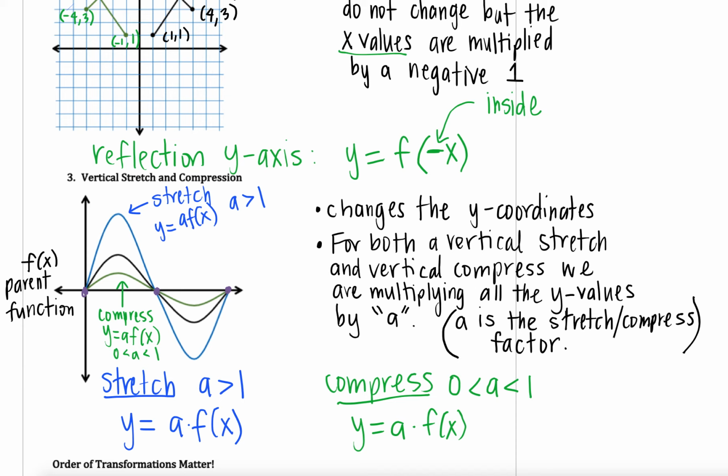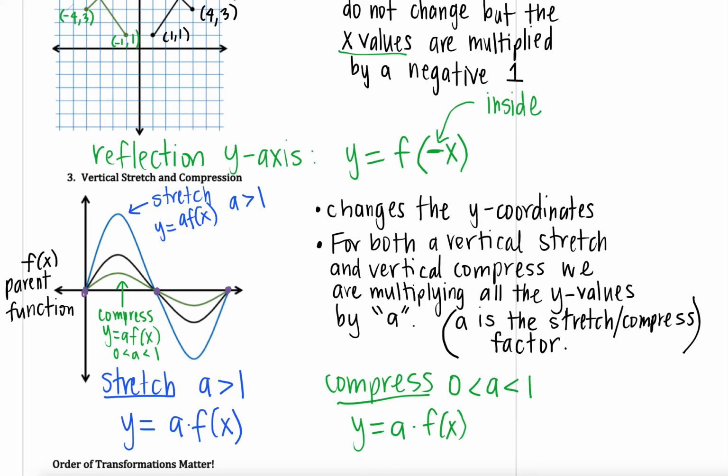If a is a value that is bigger than 1, then what we're doing is we're actually stretching this graph, because I'm multiplying by some value that's larger than 1 and it's stretching that graph vertically, versus if our a value is less than 1 but greater than 0 still, we are compressing this graph down.